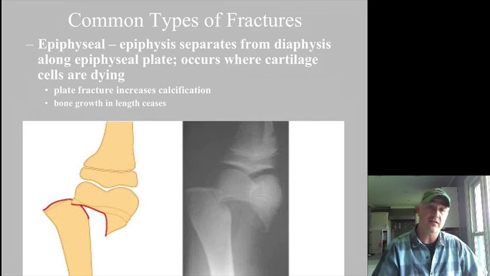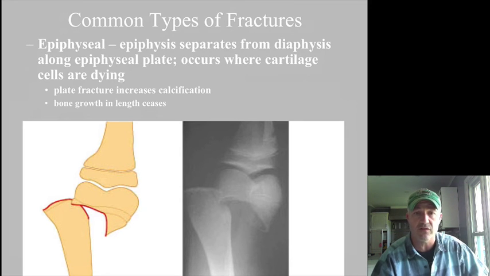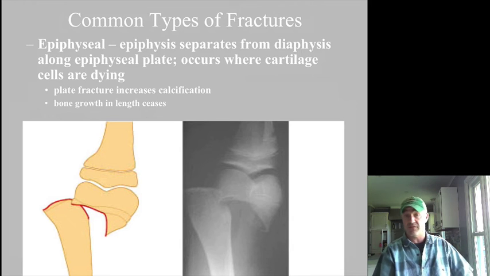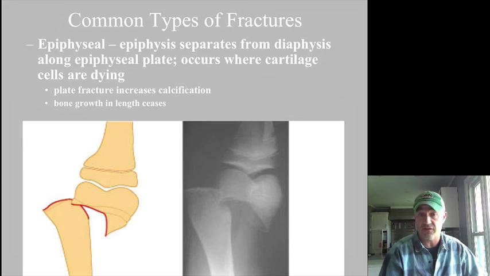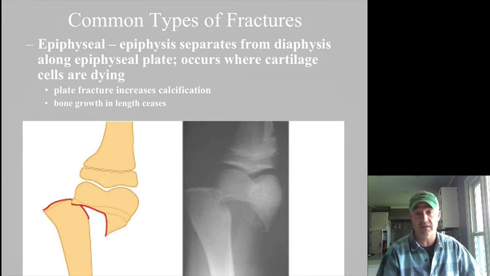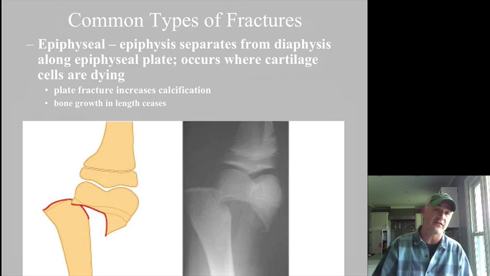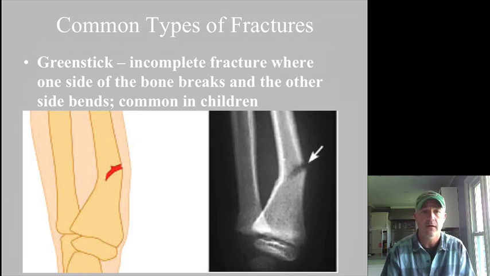Epiphyseal fractures are also something that really need to be paid attention to. These usually happen in children before the bones are fully calcified. A fracture along the growth plate would be an epiphyseal fracture. If there's too much damage to that epiphyseal plate, this can cause issues with bone lengthening, and that is something that needs to definitely be watched if somebody has a fracture on their epiphyseal plate.